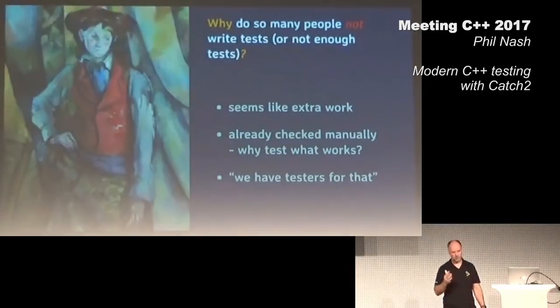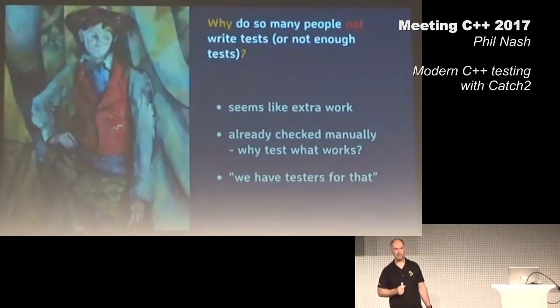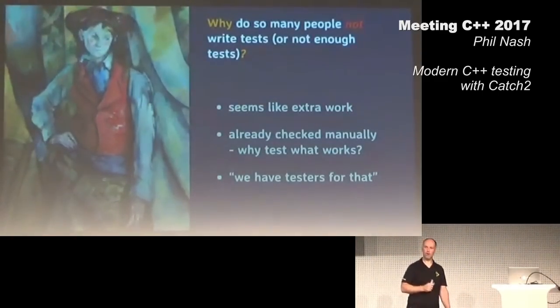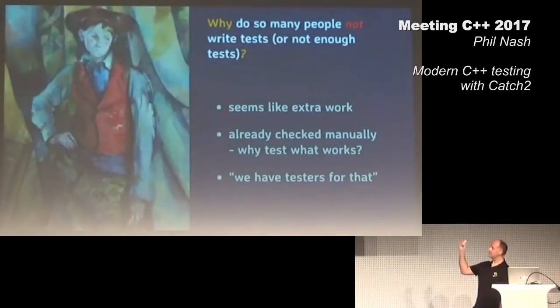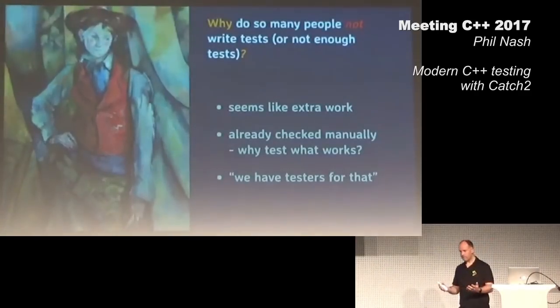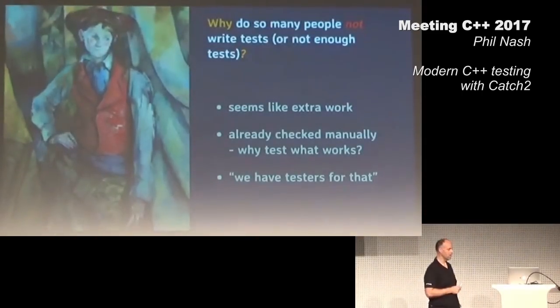So if we know that we need to write more tests, but we don't, what is it that's stopping us? And it's not a trick question. I've put some common candidate answers up here. The most obvious one is simply that it seems like extra work. And one of our most endearing properties as programmers is that we're lazy. Why would we want to do extra work? And it's this idea that it seems unnecessary. So it leads into the second one, that we've probably already checked it manually somehow. Why would we want to test it again? That's extra work. We want to avoid extra work.